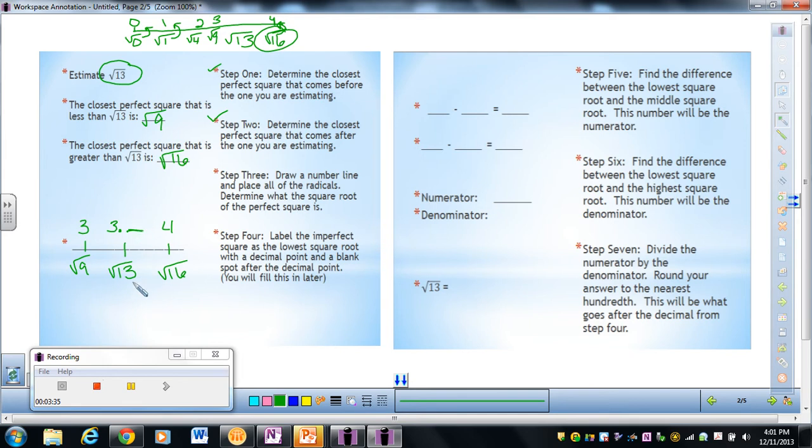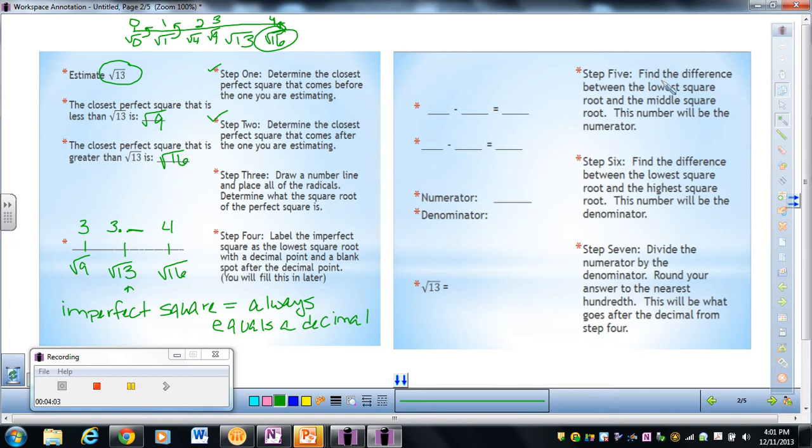So anytime you have an imperfect square, the answer is always going to be a decimal. So you can see that it's not too difficult to figure out what is going to be in front of the decimal. It's what comes after the decimal that takes us a little bit to figure out. But I'm going to show you how right now.